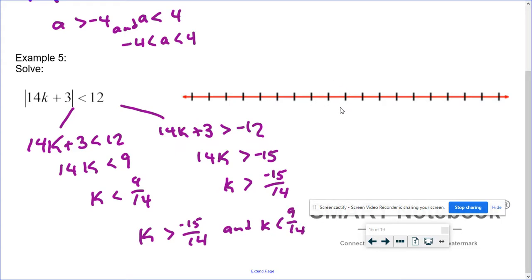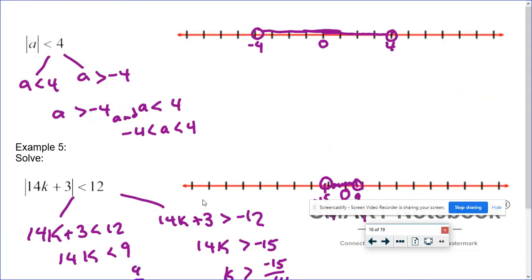In terms of a graph, you don't need to be too precise, other than, all right, if 0 is here, negative 15/14 is just slightly more negative than negative 1. So let's put an open circle here. 9/14 is a little more positive than 1/2. We'll put it there. So open circle here. It's not a big spread, but you would shade in between. Okay, and that's the only part of the graph that would be shaded.